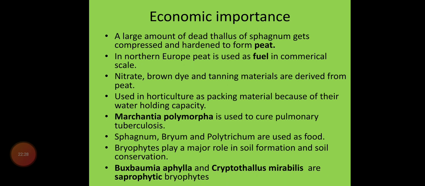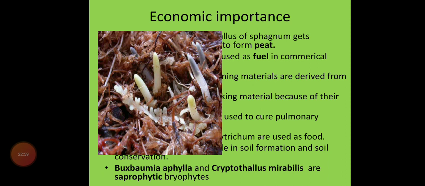And last, all the bryophytes are autotrophs. They can prepare their own food because they are green plants. But some examples have a peculiar character: Buxbaumia aphylla and Cryptothallus mirabilis. Say once again: Buxbaumia aphylla, Cryptothallus mirabilis. These are saprophytic bryophytes, because they grow on dead and decaying organic matter. They lack chlorophyll and are colorless, like a fungus. They obtain nutrition from dead organic matter.